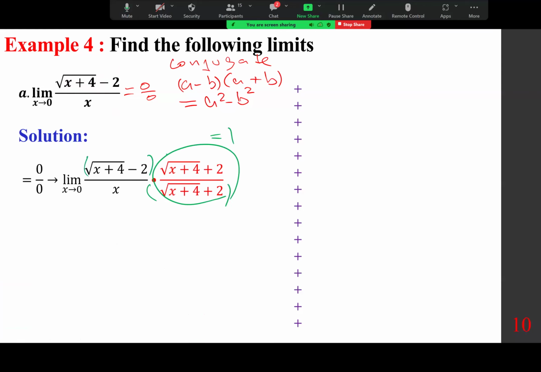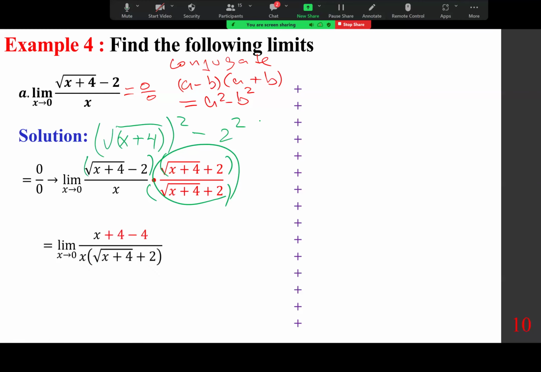And now the denominator, you keep it as a product. The numerator, you're going to multiply using the fact that it's a conjugate. And so when you multiply the top, square root of x plus 4 gets squared up and comes out minus 2 squared, and we get this one.